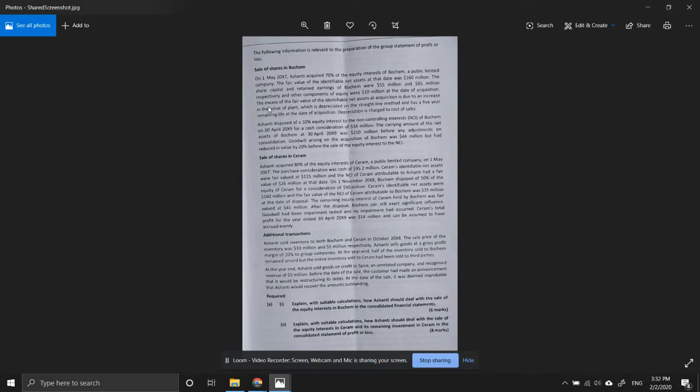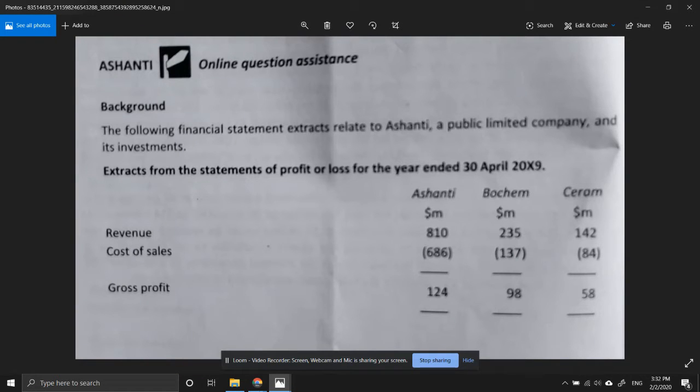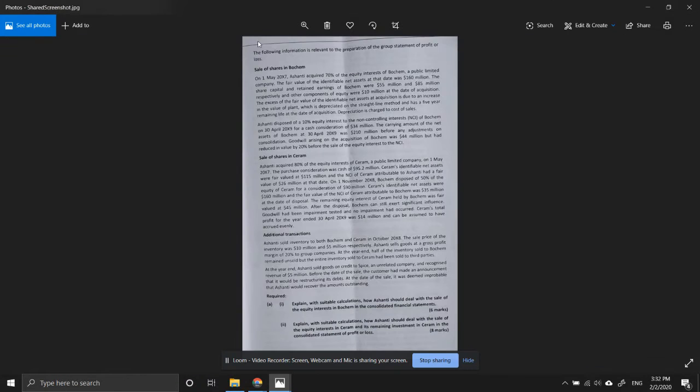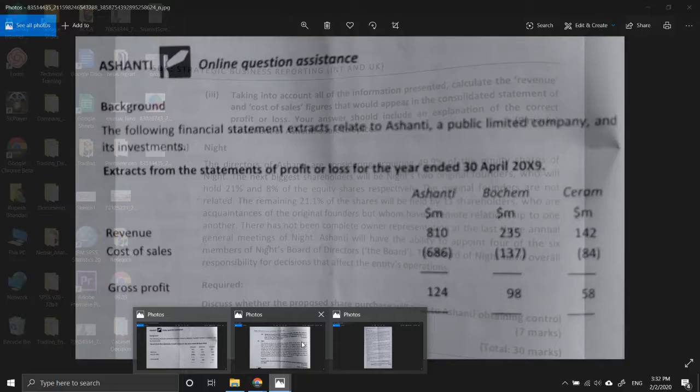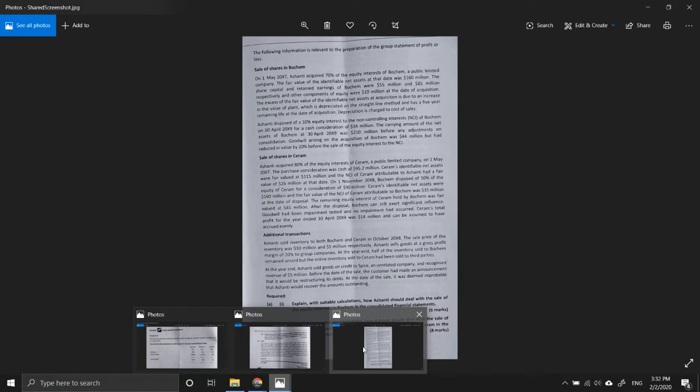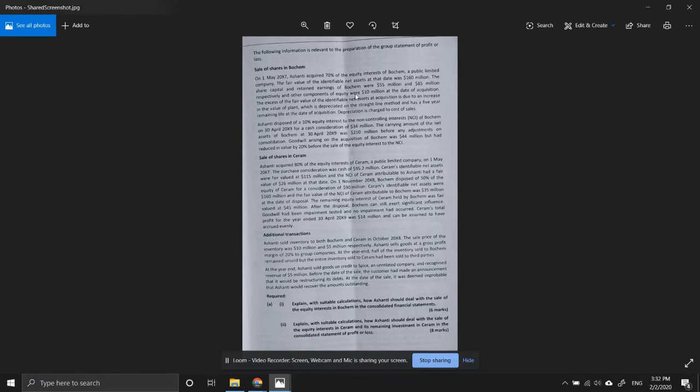Bochem, right? Okay, on 1st May 20x7, Ashanti acquired 70% of equity shares in Bochem. So 1st May, when is 1st May? So this is 30 April 20x9, right? So how many years ago? 1 year, 2 years ago. 2 years ago it acquired, right? So from May 20x7 to May 20x8, and then from May 20x8 to 30th April 20x9. Okay, 2 years.